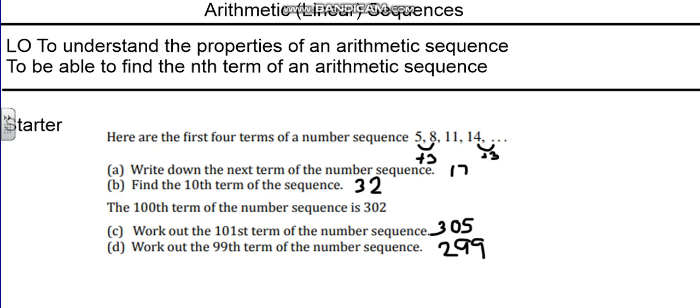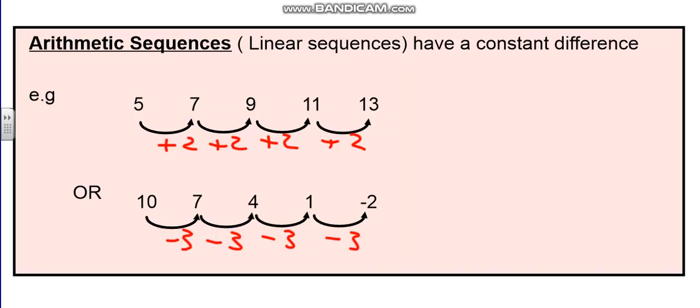There we go. So we're going to be, first of all, looking at the properties of an arithmetic sequence. So arithmetic sequences, or linear sequences as they're known, have what we call a constant difference. So this means that we are always going up, either adding the same amount or subtracting the same amount. These are not multiplication ones, okay? So arithmetic sequences, you must always be adding the same amount each time or subtracting the same amount each time.